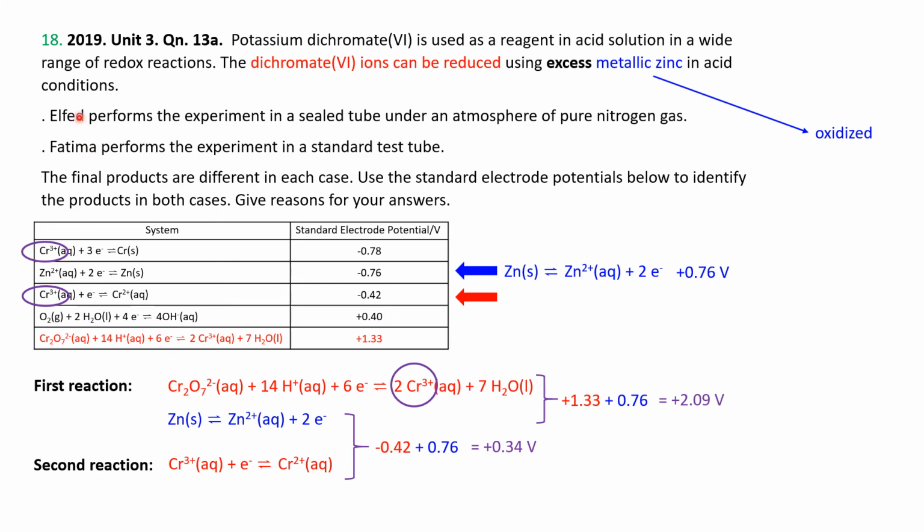So therefore, when either Alfred or Fatima takes potassium dichromate(VI) with excess metallic zinc, first reaction is they'll make some Cr3+, but then that gets further reduced to Cr2+. So both of them would make Cr2+. However, we're told that they actually get different products in each case. Alfred performs the experiment under an atmosphere of pure nitrogen. Fatima does it in a standard test tube. Electrochemically, both of them are going to get to Cr2+. So what happens that makes Alfred's and Fatima's different?